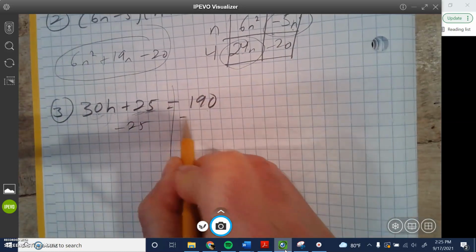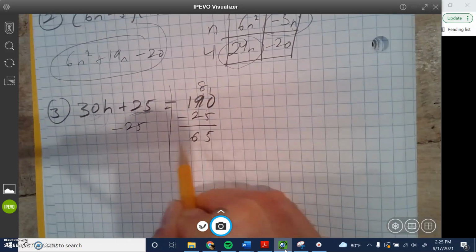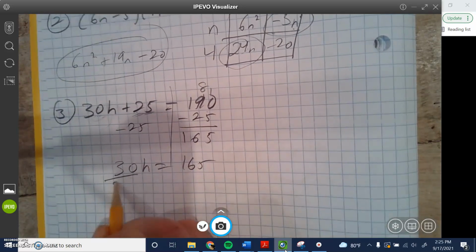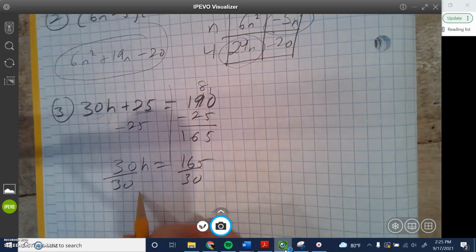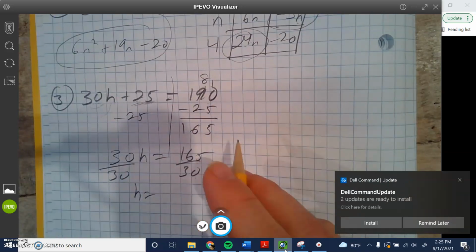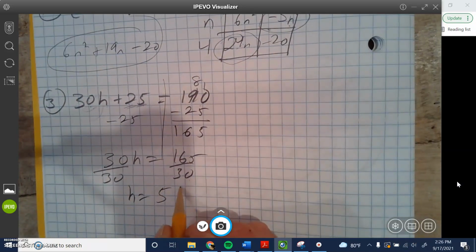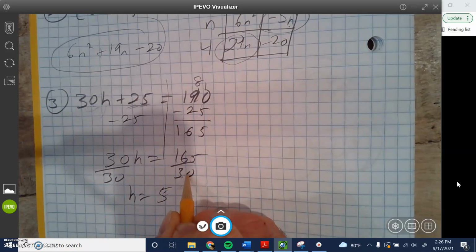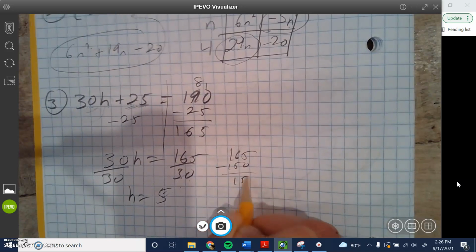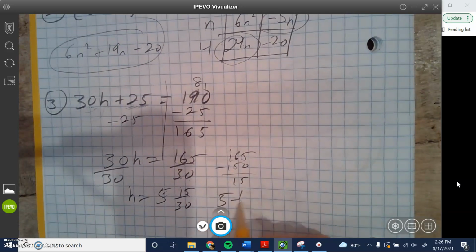So we just solve like this. 165. So 30h equals 165, divided by 30. So it's 30, 60, 90. Oh, you get that there. So that'd be 5. And so 5 times 30 is 150, right? So 165 minus 150 is 15 over 30. Oh, 15 is half of 30. So it's 5 and 1/2.